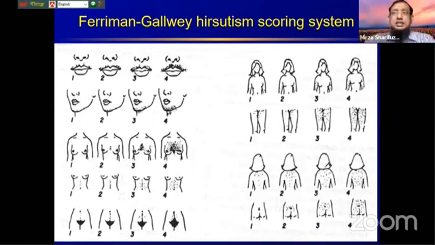Usually, if the score is more than 15, it's called significant hirsutism that needs to be evaluated. If it's less than 15, it's usually benign and has no underlying cause, either it's familial or in certain instances there may be some benign pathology like PCO or late onset CAH, non-classic CAH. But if it is more than 15, usually there may be some underlying pathology.